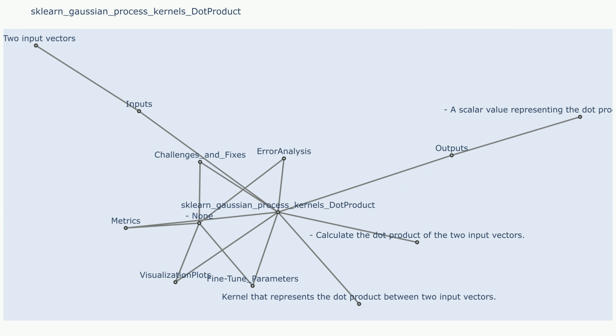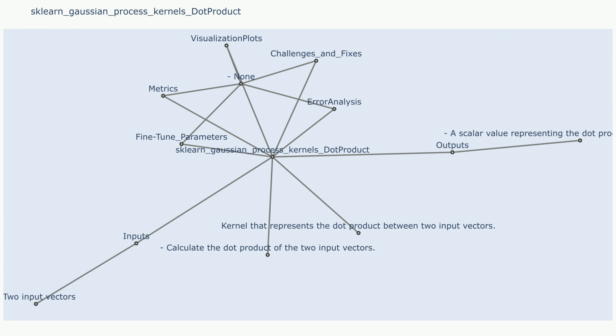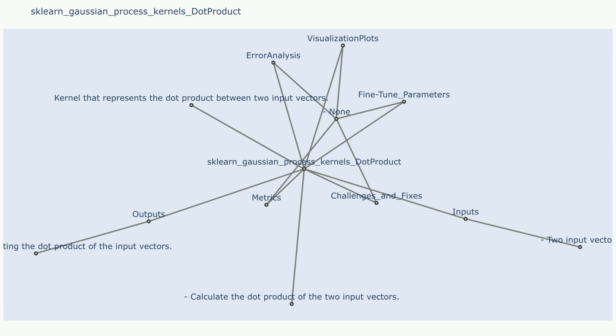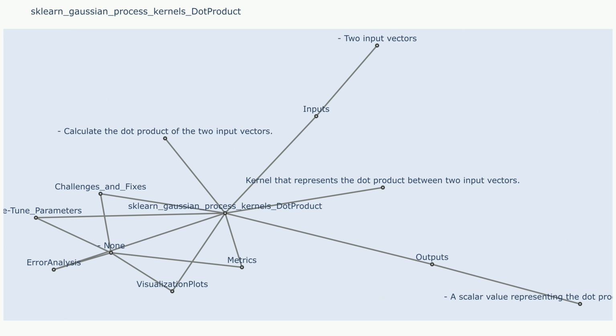Inputs. Input 1: x1, the first input vector, a 1D array of shape n_samples_1. Input 2: x2, the second input vector, a 1D array of shape n_samples_2. Output 1: K, the kernel matrix of shape n_samples_1 by n_samples_2, where K[i, j] represents the dot product between x1[i] and x2[j]. Output 2: none.